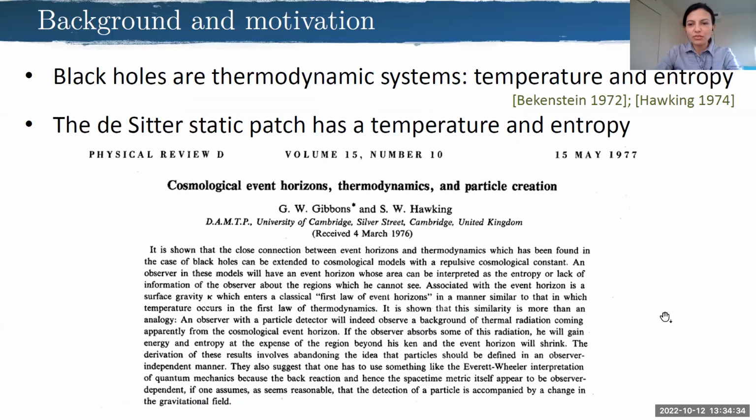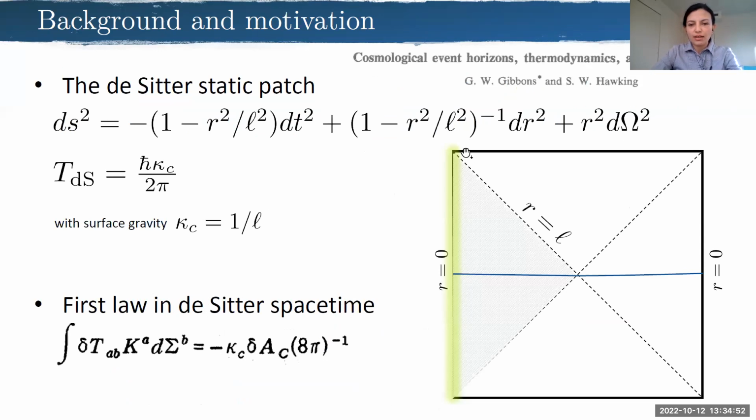Shortly after the discovery that black holes have temperature and entropy, Gibbons and Hawking, in this very seminal paper, found that the de Sitter static patch also has a temperature and entropy. The static patch of de Sitter is this region of de Sitter space. Here I'm showing the Penrose diagram of de Sitter space, which is a solution to the Einstein equation with a positive cosmological constant. And the usual coordinate system for the static patch is the one that I'm showing here.